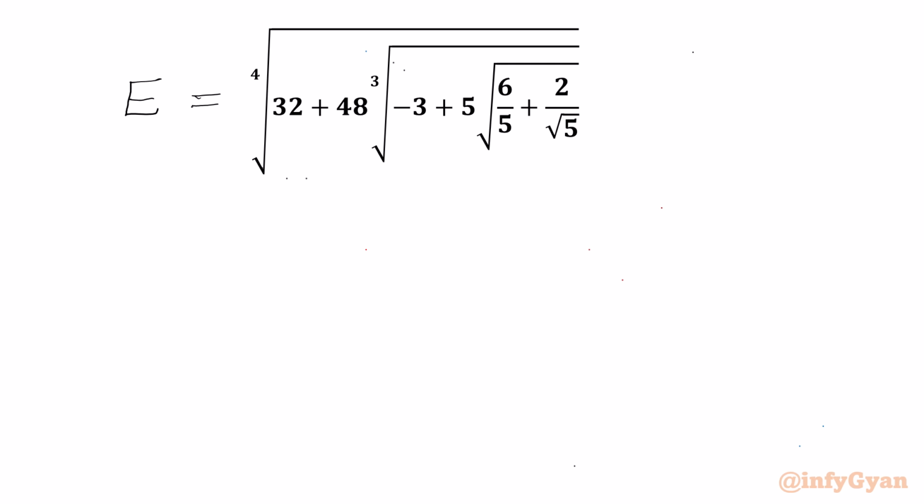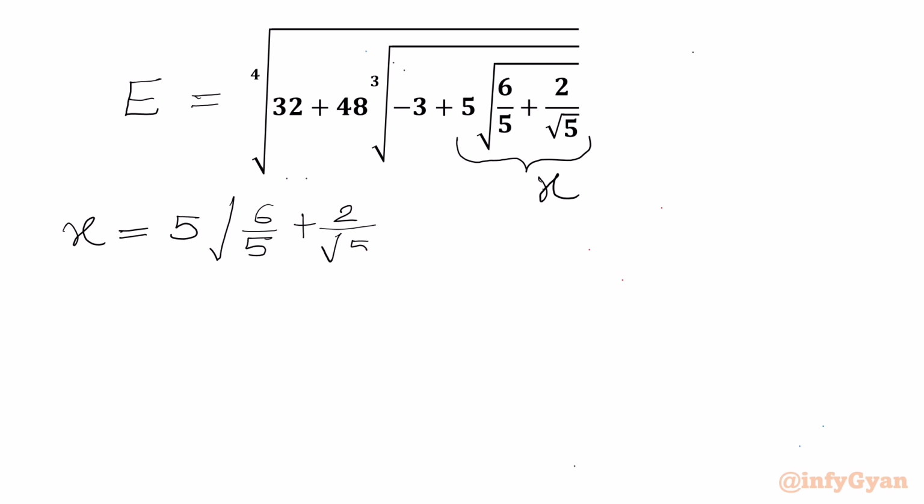Now we will simplify from the innermost radical. Including this 5, I will consider this as x. Let's simplify x separately. x is 5 times the square root of 6 over 5 plus 2 over square root 5, which we can write with 5 as square root 25. Then we have the square root of 6 over 5 plus 2 over square root 5.